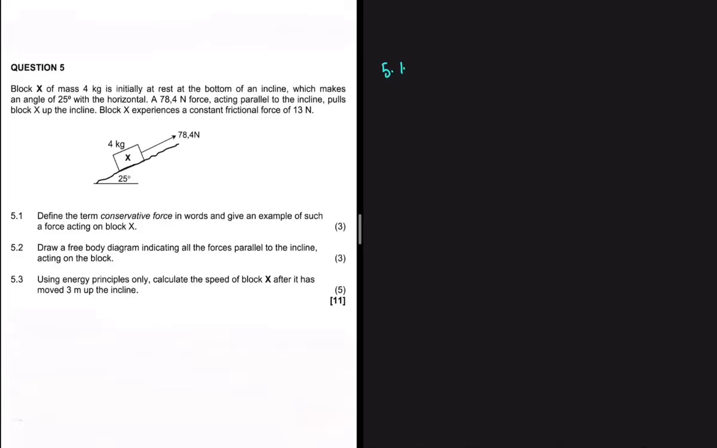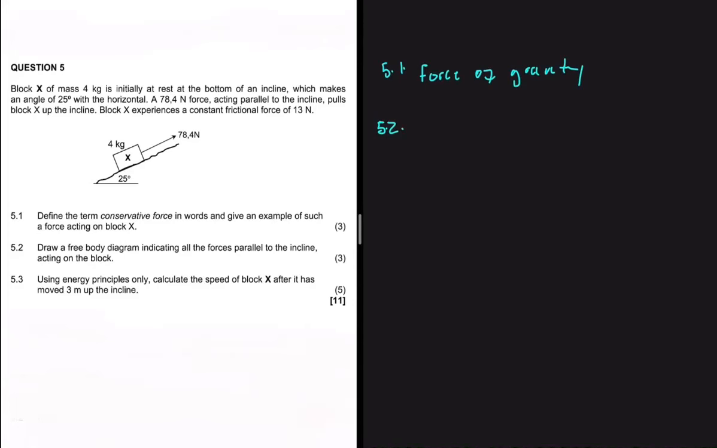In our context, in our scope, we only talk about one conservative force, which is the gravitational force, or force of gravity, or the weight, right? So here we're going to have the force of gravity.